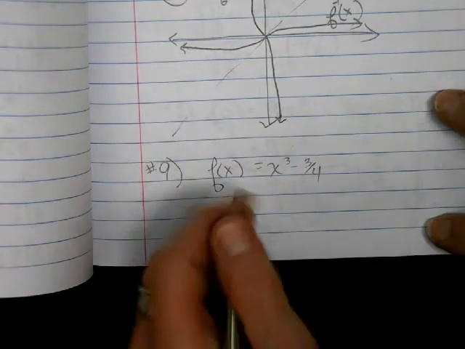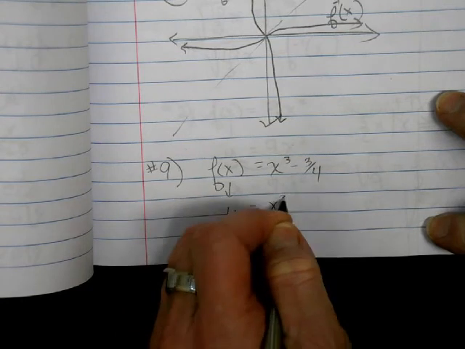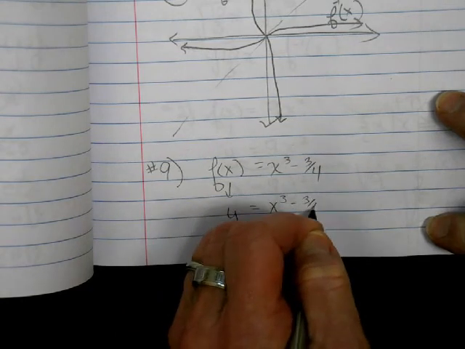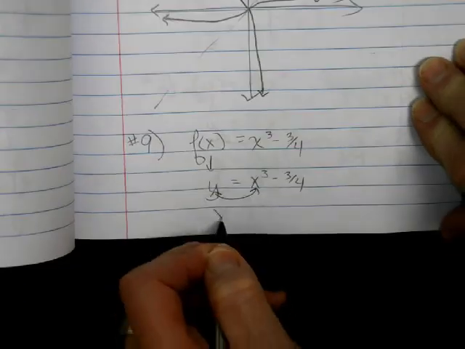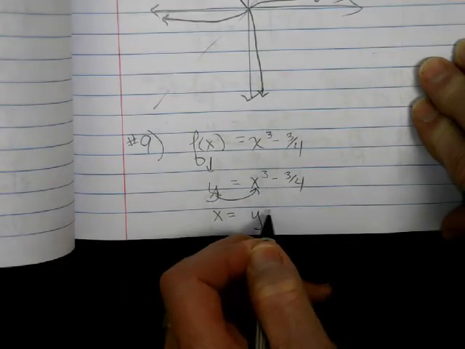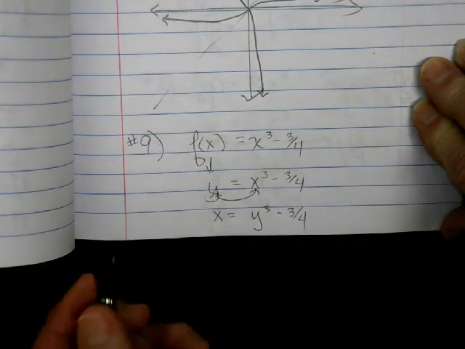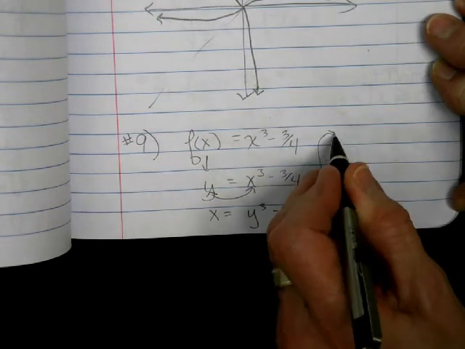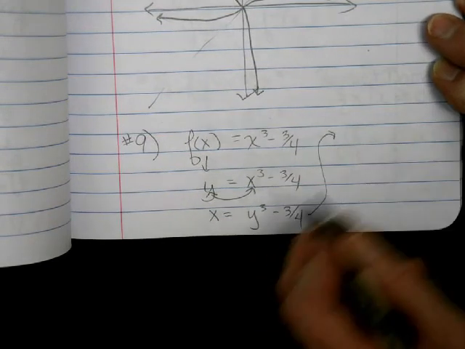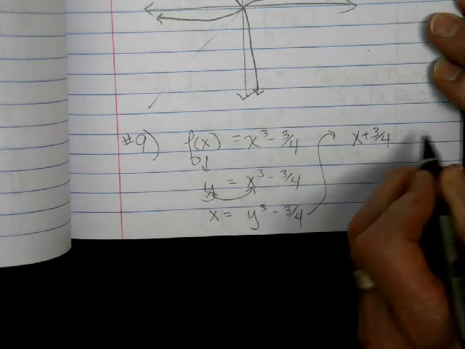So switch to a y. Switch variables. And then solve for y. So I have to add 3/4 to both sides. And the hardest part for number 9 is typing it in.